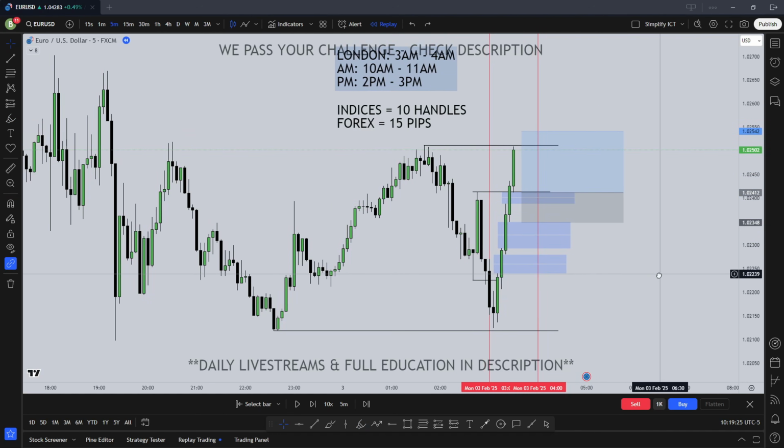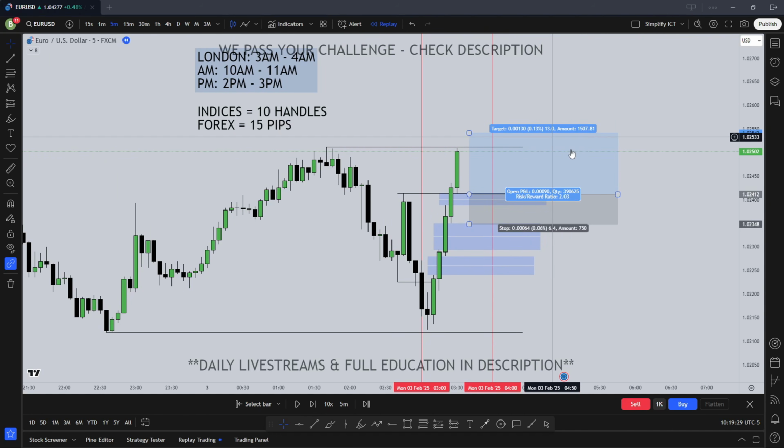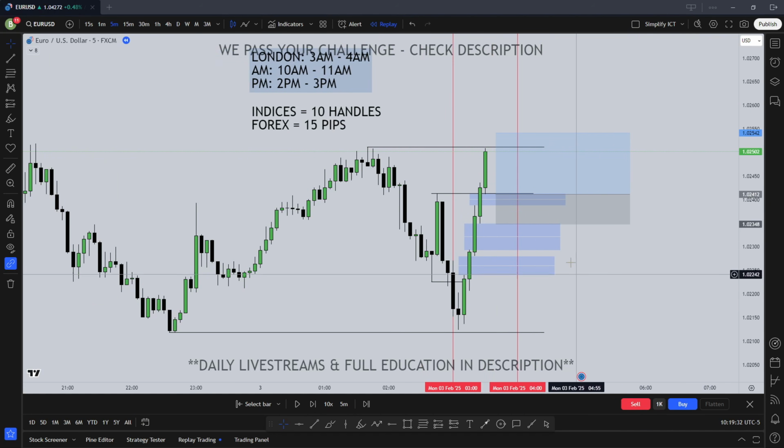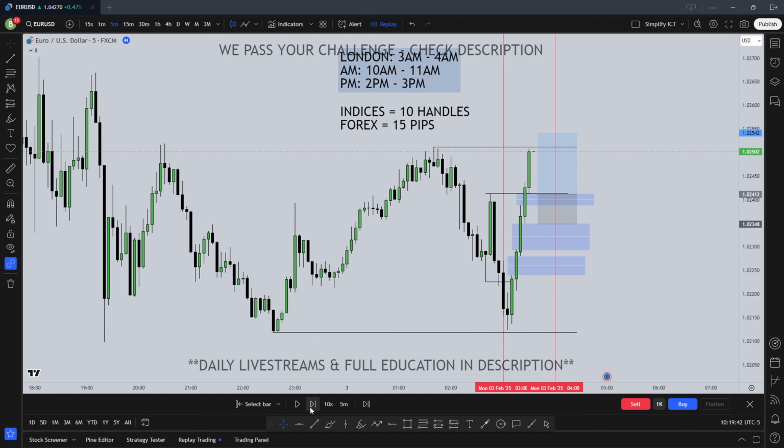A typical ICT setup that you guys may see: a simple market structure shift, retrace, and then we look for our entry. So let's just see what price does, and let's stick with a simple 1 to 2 risk to reward ratio. So let's just see what price does.